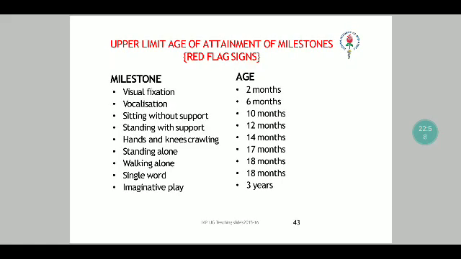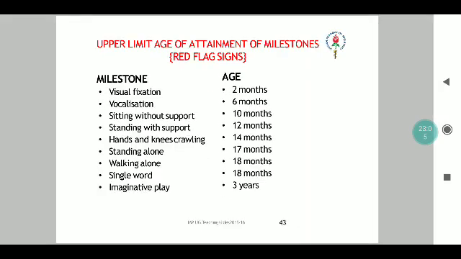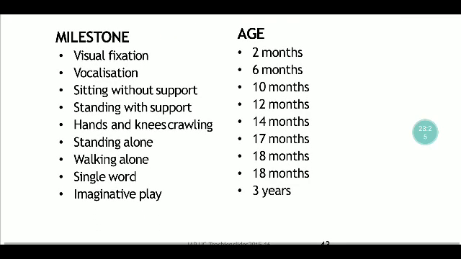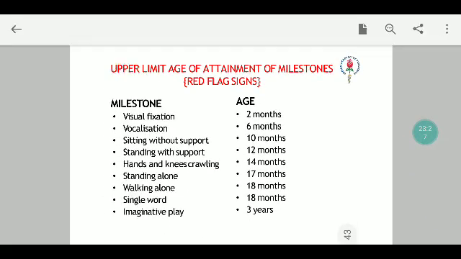To just name the red flags: visual fixation not occurring by 2 months, lack of vocalization of monosyllables by 6 months, unable to sit without support by 10 months, unable to stand without support by 1 year, unable to crawl by 14 months, unable to stand independently by 17 months, unable to walk independently by 18 months, inability to speak a single word by 18 months, and inability to have imaginative games by 3 years.